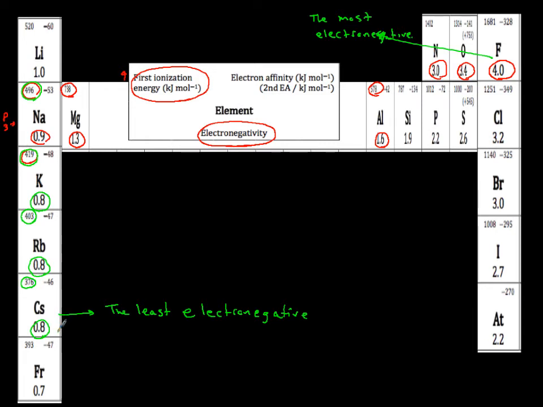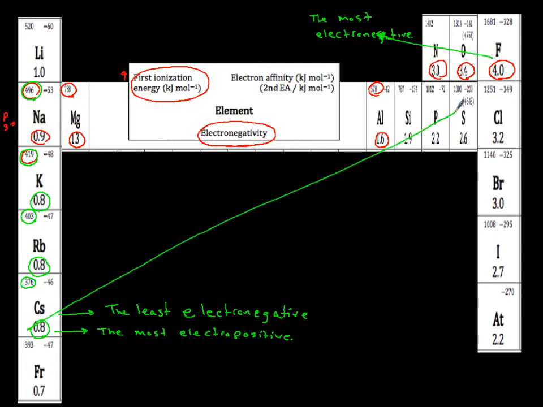In the case of cesium, it's also known as the most electropositive. It's a metal that likes to lose its electron rather than gain electron. So you can also remember it as the most electropositive. And in chemistry, we have a diagonal rule. This is a resultant of a vector. As you go up, electronegativity increases. As you go across, electronegativity increases.